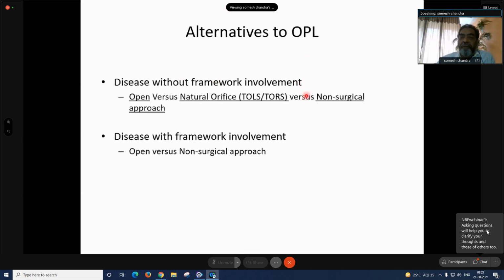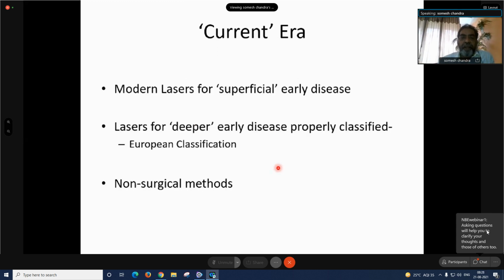In disease without framework involvement, in which there is no involvement of the paraglottic space, pre-epiglottic space, or the exoskeleton, that is the cartilages, we can do natural orifice surgery, that is transoral laser surgery or transoral robotic surgery, or you can resort to non-surgical approaches of radiation, chemoradiation. But in disease with framework involvement, ideally TOLS and TORS are not indicated, except in extremely experienced hands, some T3 tumors, and some have even excised some T4 tumors. But normally, framework involvement is a contraindication to doing an endoscopic partial laryngectomy.